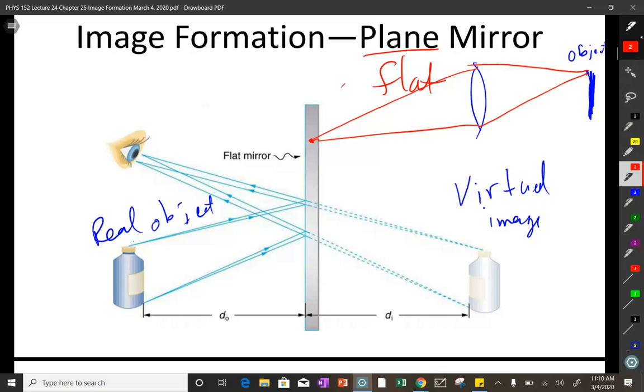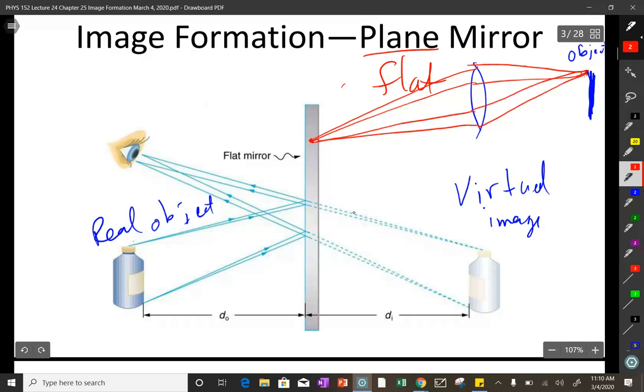In focus because all of the rays that left the top of my object come together at the same location. And so hitting right here are all the rays that came from a piece of that little object, the TV screen being our object. That makes sense. Thank you. Yeah.